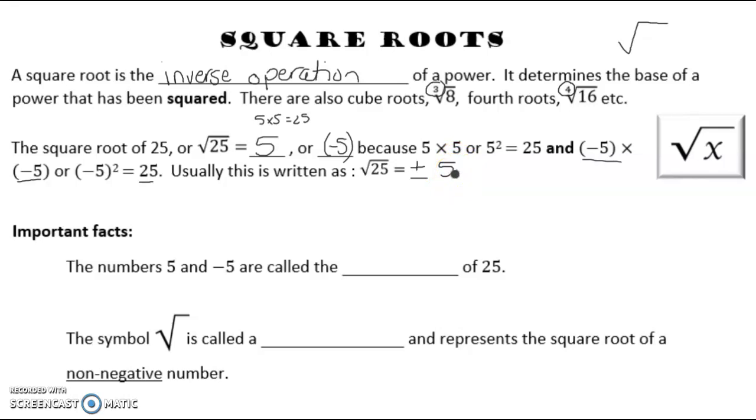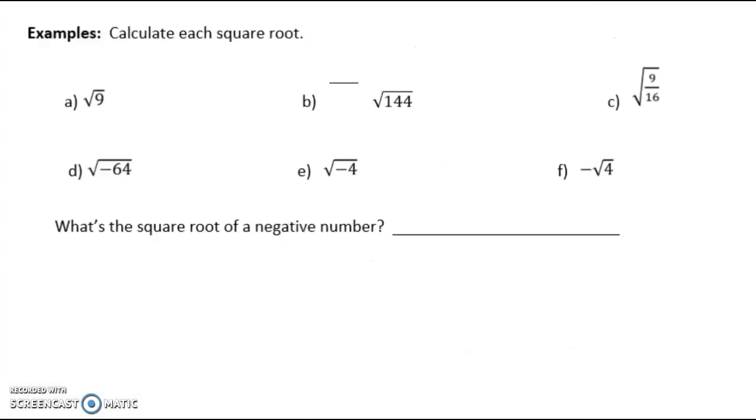Okay, so important facts. The numbers 5 and -5 are called the roots of 25. This symbol right here is called a radical and represents the square root of a non-negative number. So let's do some examples.